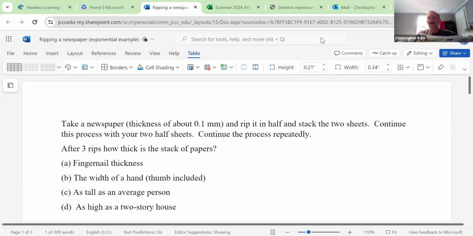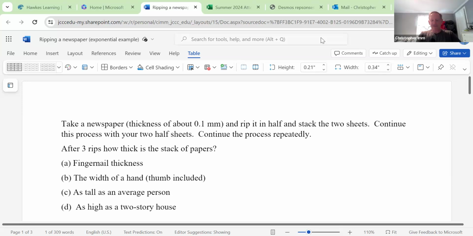So now we have this thickness. I'm going to rip it one more time. So I'm ripping both of these halves. And now I have 4/4. So this is after 2 rips. I have this thickness. So how thick do you think the stack of papers would be after 3 rips?